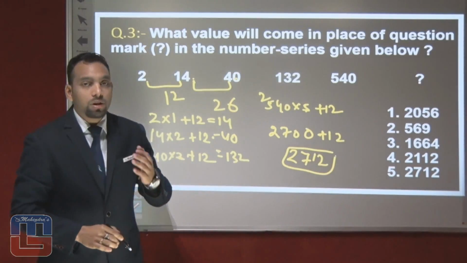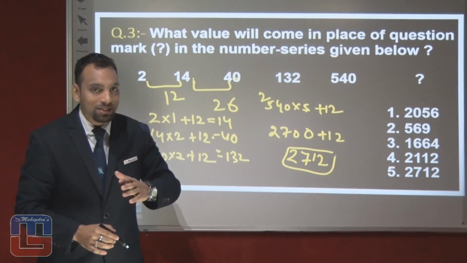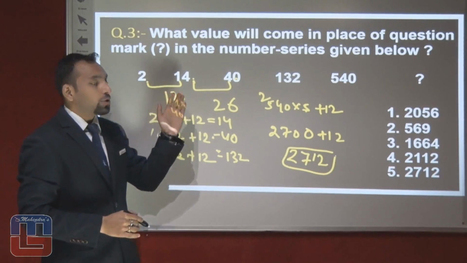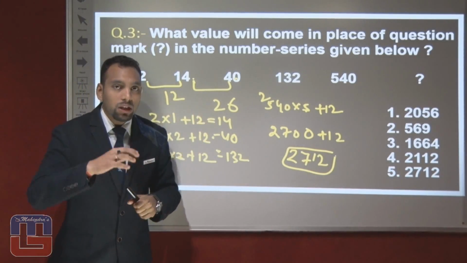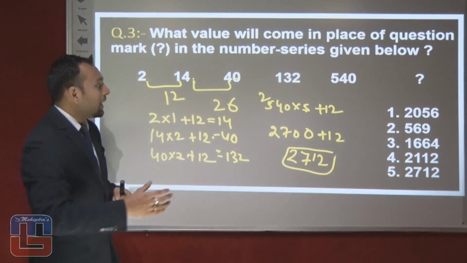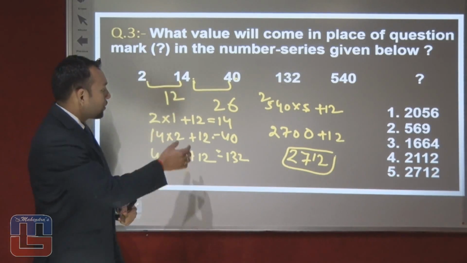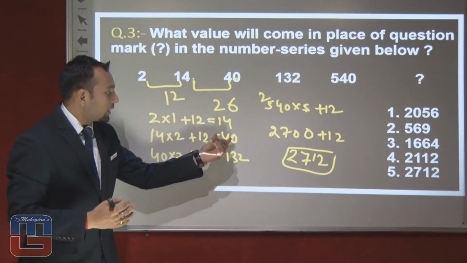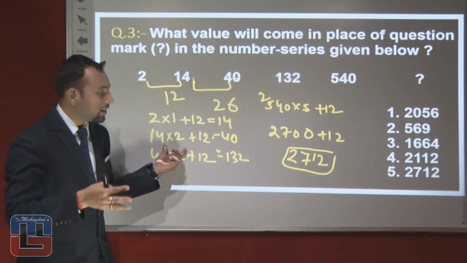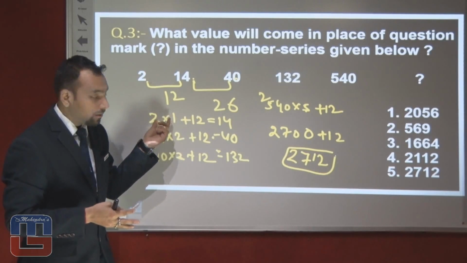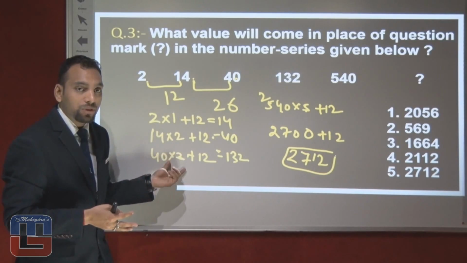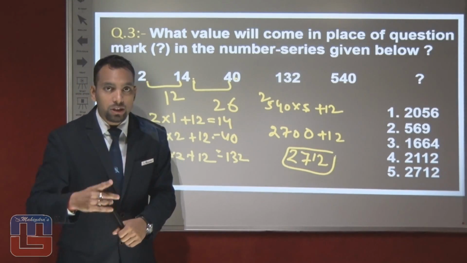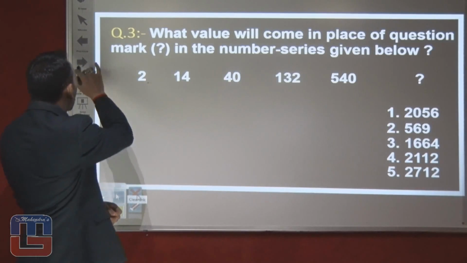2712. Right? So the logic behind this number series is, firstly we check the difference. The difference is 12 and 26. Then we draw a conclusion that this can be written as 2 into 1 plus 12. Same way this one can be written. So here the logic is multiple of 1, multiple of 2, multiple of 3, and you have to add 12 more. So this is the logic of this number series. Right? Now move to our next question.